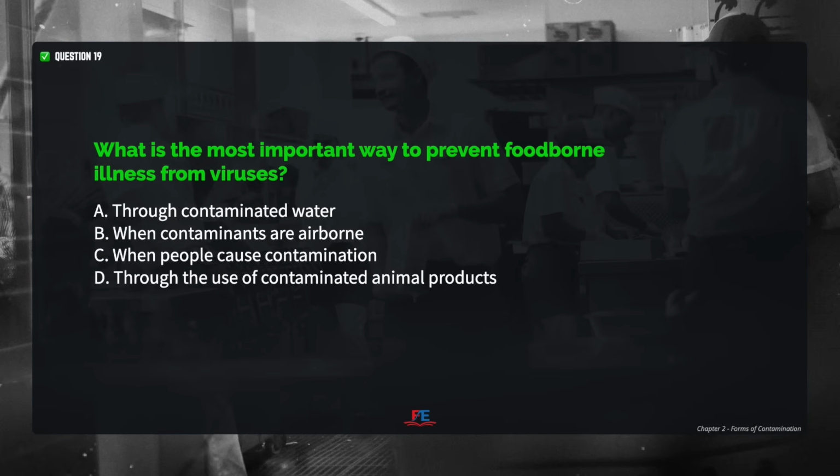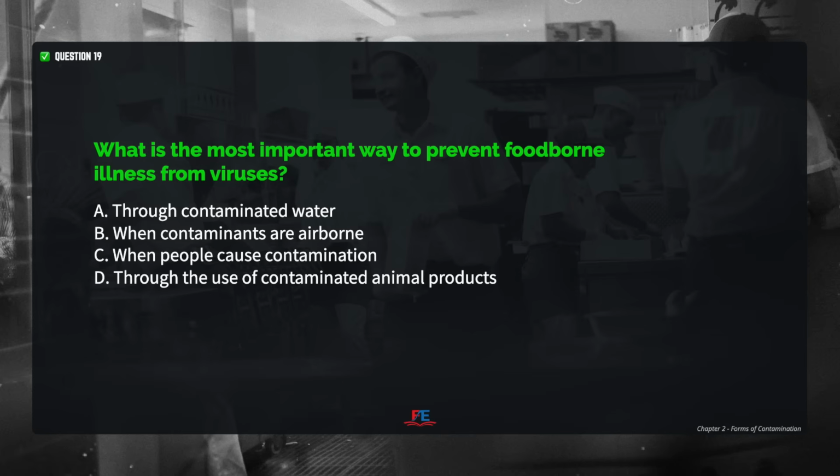You see, A is great for bacteria, but not viruses. Viruses don't multiply in food. Options B and D help reduce spread, but won't stop something like norovirus or hepatitis A from reaching food if hands aren't clean. The correct answer is C.